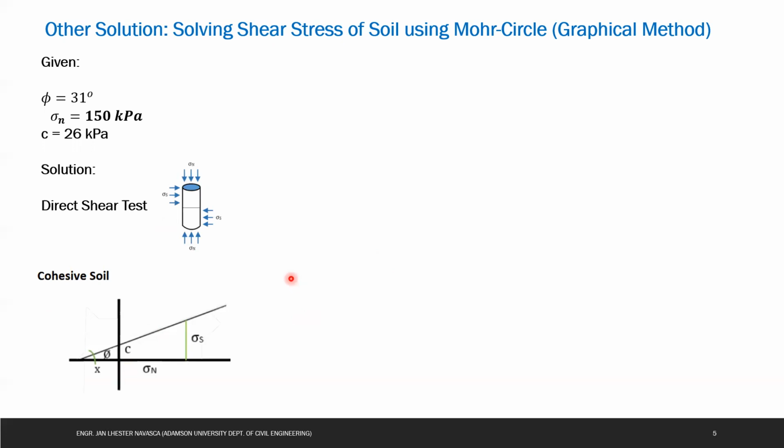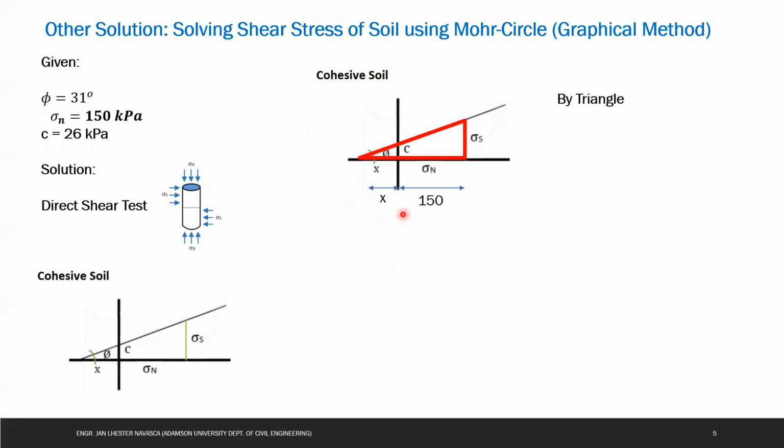Using this Mohr circle, we just put in the given values. Considering this figure, we know the value of sigma sub n, which is 150. Since this is a direct shear, this is the only failure plane. This one is the failure plane. At this point is sigma sub s, or the shear stress, and at this x coordinate is the normal stress at failure.